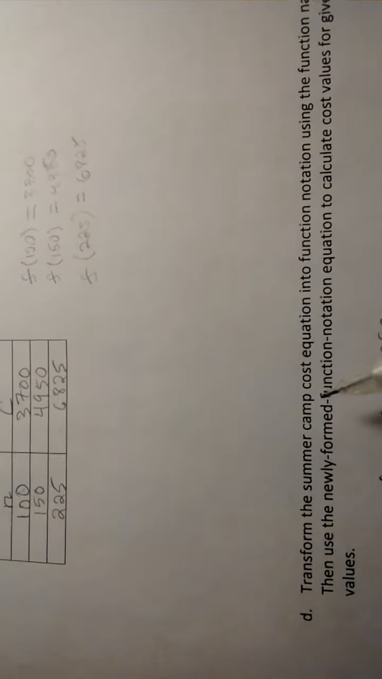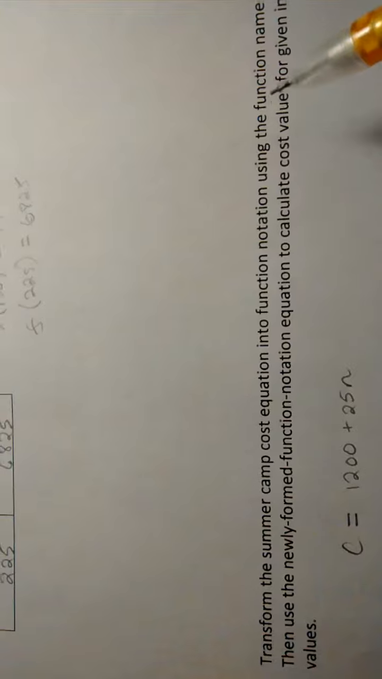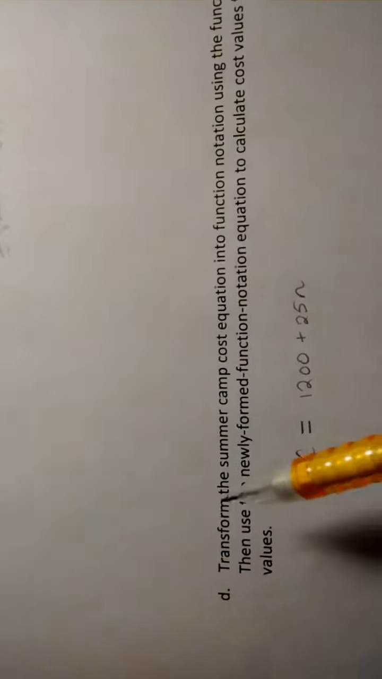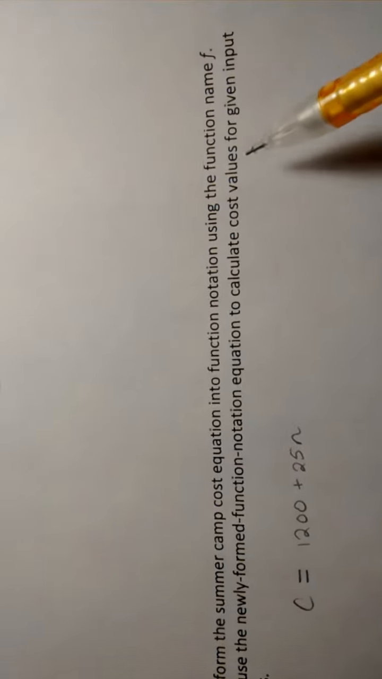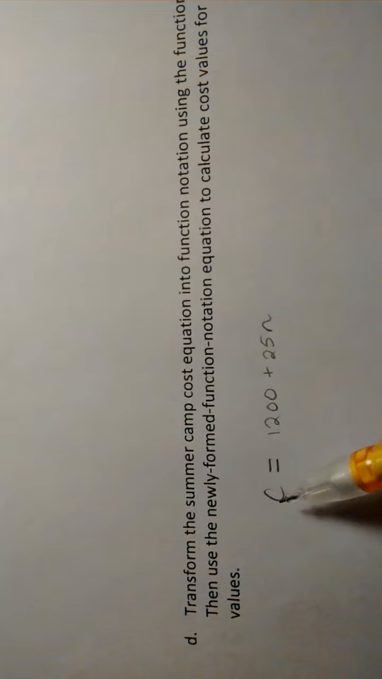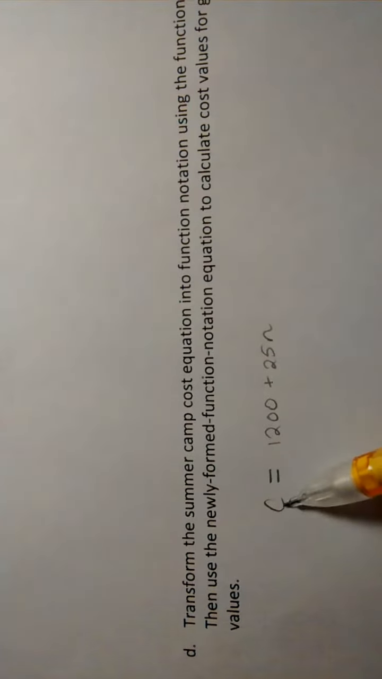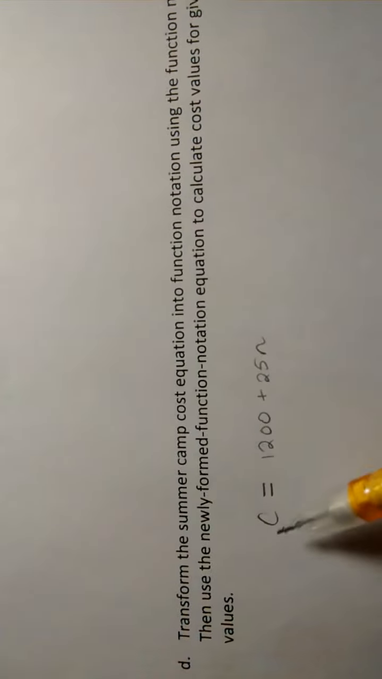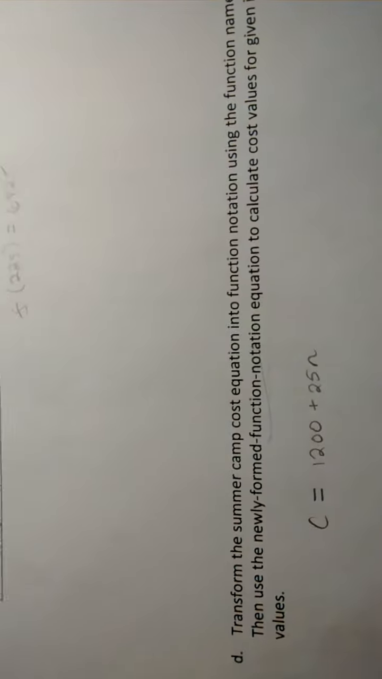Transform the summer camp cost equation, which is this guy right here, into function notation using the function name f. Then use the newly formed function notation equation to calculate cost values for given input values, which we don't need function notation to do. I mean, we can calculate cost values with this guy just fine given an n value, but again, the idea is to introduce you to this idea of function notation.